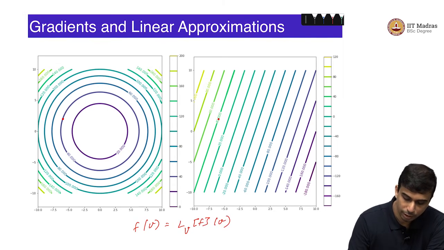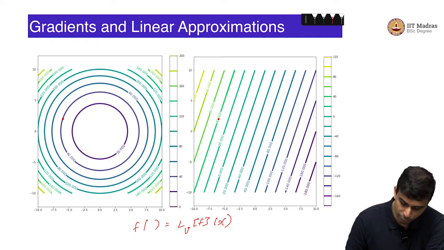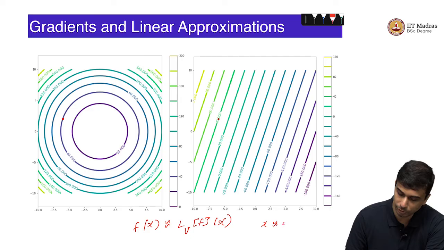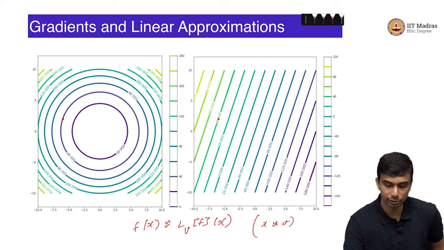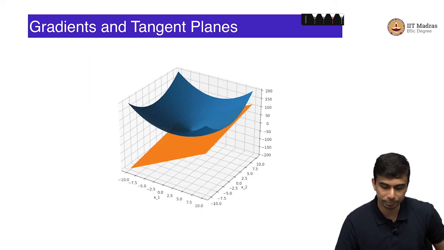Right. At a general point x, this is not true. At a general point x, you only have approximation f of x. The moment you change v to x, this is not exactly equal, this is only approximately equal, and that is also true only when x is approximately equal to v. Right. Only when around x equal to v do we have this expression. So, that is the linear approximation viewpoint, and the linear approximation is completely defined by the gradient.